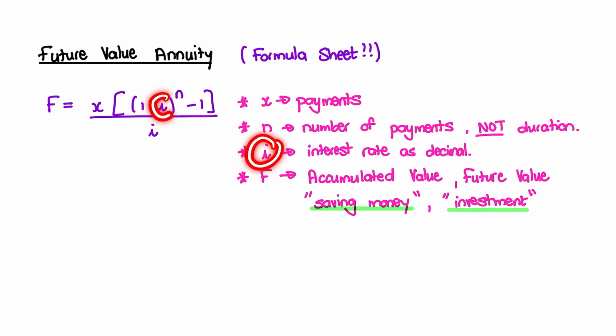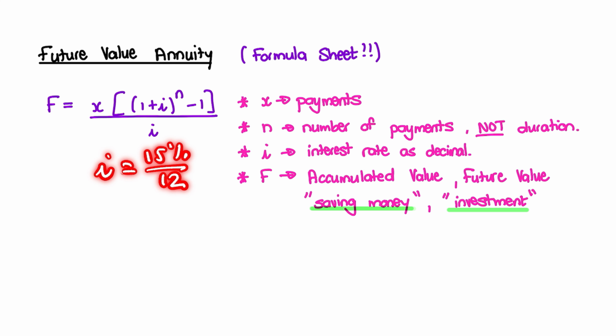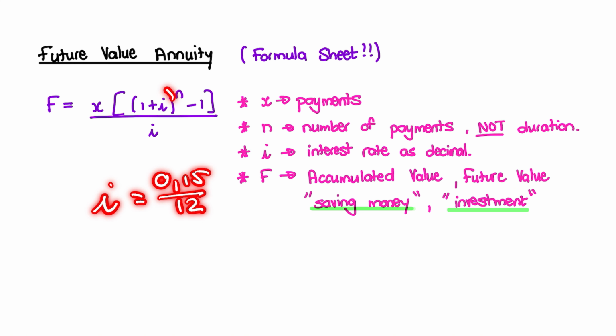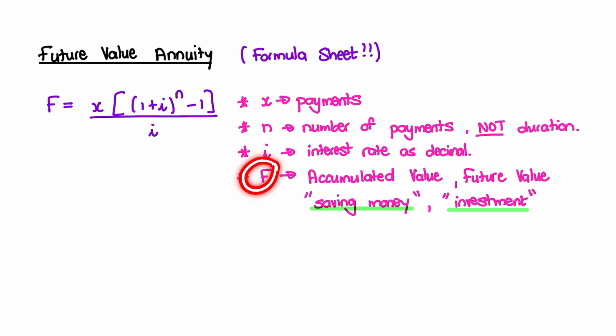Next we have i, and in our formula we have i at 2 places, and this is the interest rate as a decimal. And again, we need to be careful. If I say the interest rate is 15% compounded monthly, then for i, I'll have 15% over 12. Or you can say i is equals to 0.15 divided by 12. So i is not only the interest rate as a decimal, but you also need to consider the amount of compoundings or compound periods within 1 year. And then finally, F is the accumulated value or the future value.